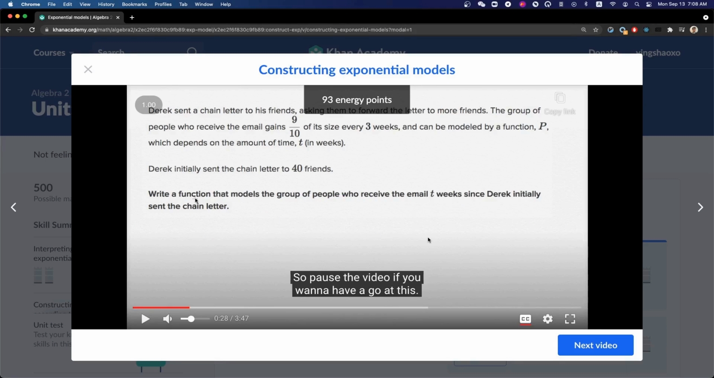Even for this simple problem, I have no idea how to make it right. So at the beginning, we got 40 letters. Then what's next? He sent these 40 letters to his friends, asking them to forward the letter to more friends. The group of people who receive the email gains 9/10 of its size every 3 weeks and can be modeled by a function p, which depends on the amount of time t in weeks.